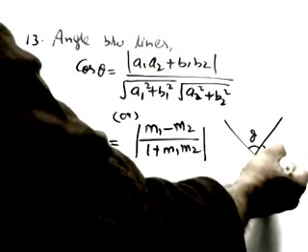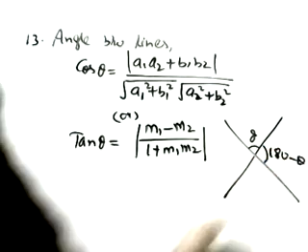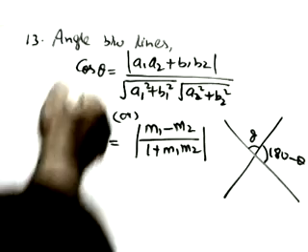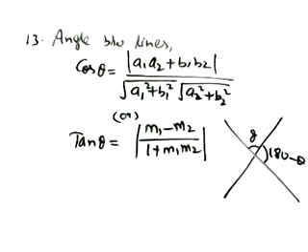Actually, there will be two angles. If one angle is theta, then the other angle will be 180 minus theta. We are taking mod, which means we are taking only the acute angle here. If you want to find the other angle, that can be 180 minus theta. But just remember this: the angle formula is tan theta equals mod of (m1 minus m2) by (1 plus m1 m2).